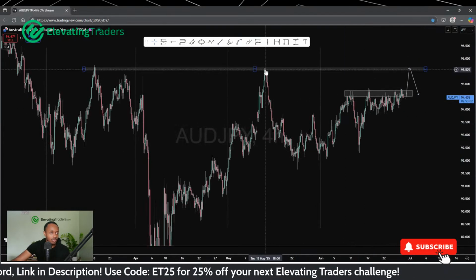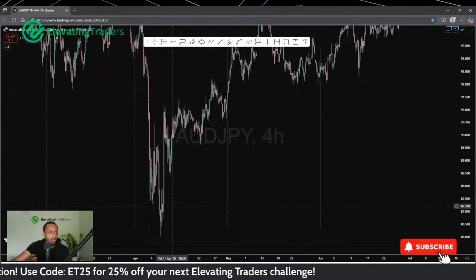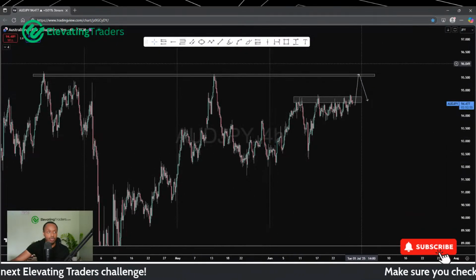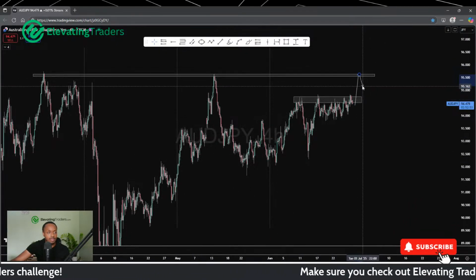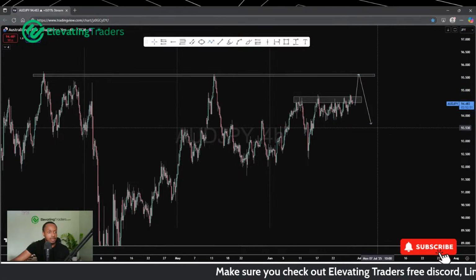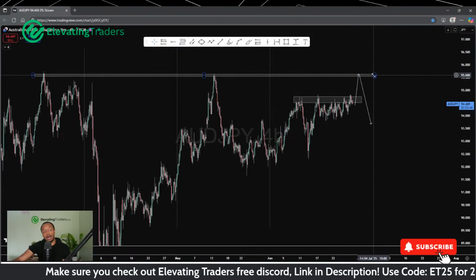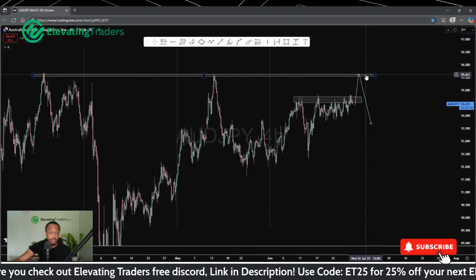We did react very well there, but you can see we probably pushed about 40% of the way down before price forms a higher low and pushes back up again. I think we might see a similar move, push down at the higher low. Maybe we break it that time. But yeah, I do like Aussie yen to the downside from 95.5.